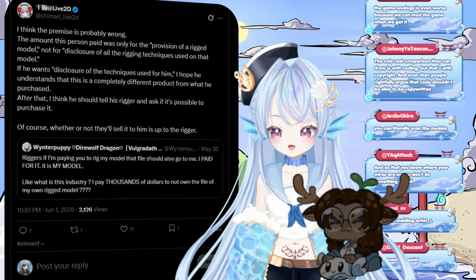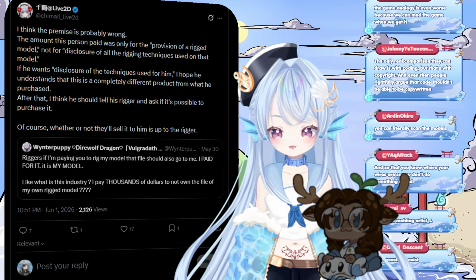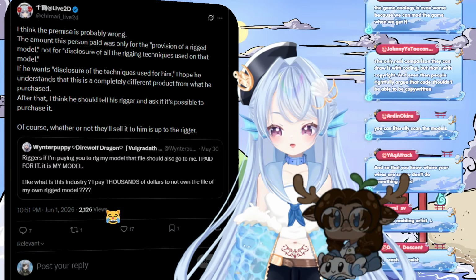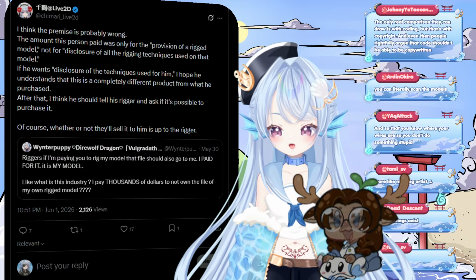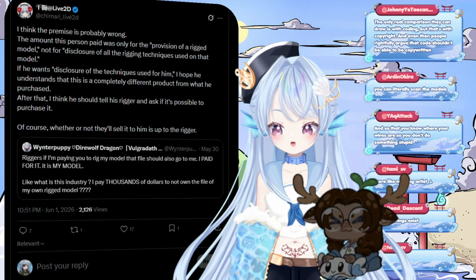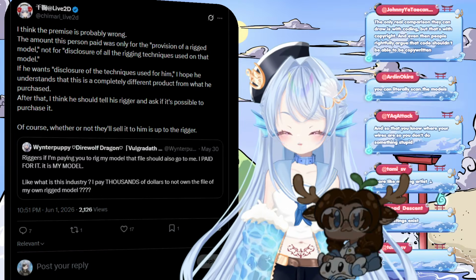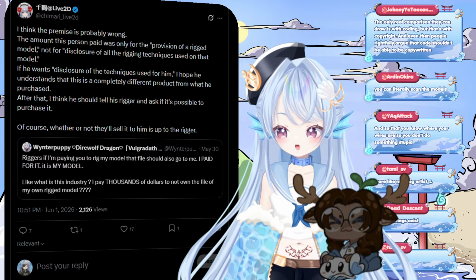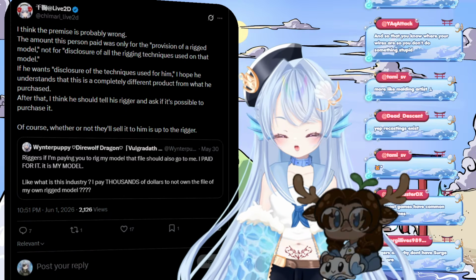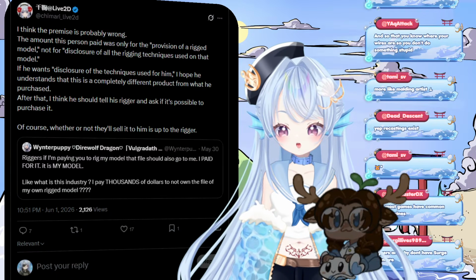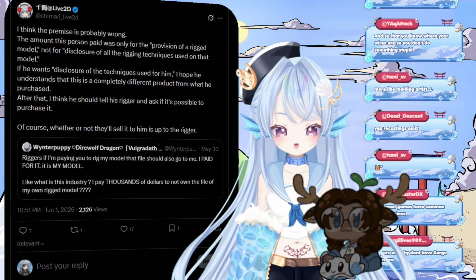I think the premise is probably wrong. The amount this person paid was only for the provision of a rigged model, not for disclosure of all the rigging techniques used on that model. If he wants disclosure of the techniques used for him, I hope he understands that this is a completely different product from what he purchased. After that, I think he should tell his rigger and ask if it's possible to purchase it. Of course, whether or not they'll sell it to him is up to the rigger.